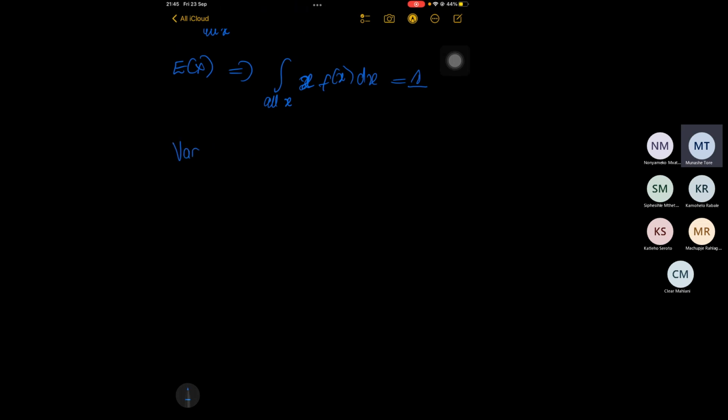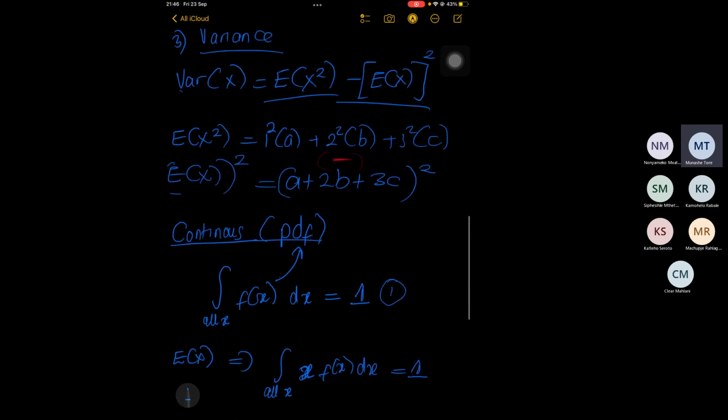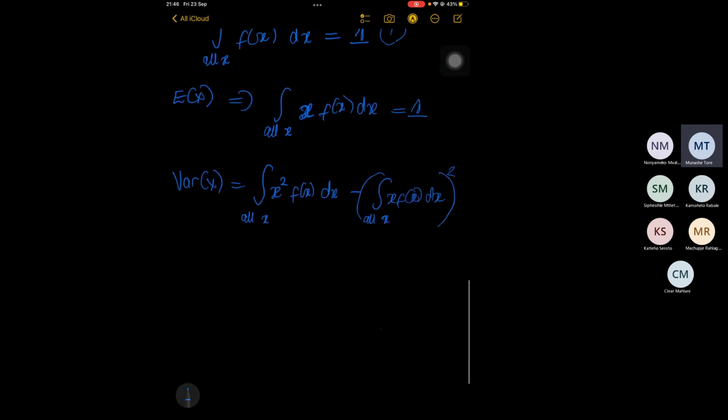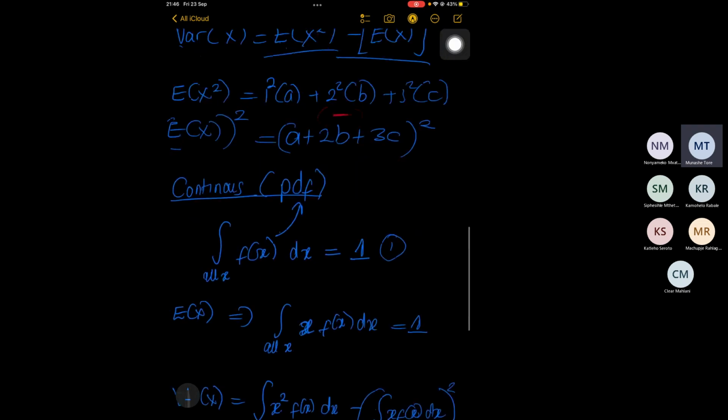Then for var of X, it's actually the same also. It's going to be the integral of X squared times function of X dx for all X here. Then minus E of X, which is what we just found here, which is the integral of X times function of X dx, this squared. This is all X. So as you can see, it's literally the same concept, but now we are just dealing with integrals only. So if you're dealing with the integrals, that's how you go about it.